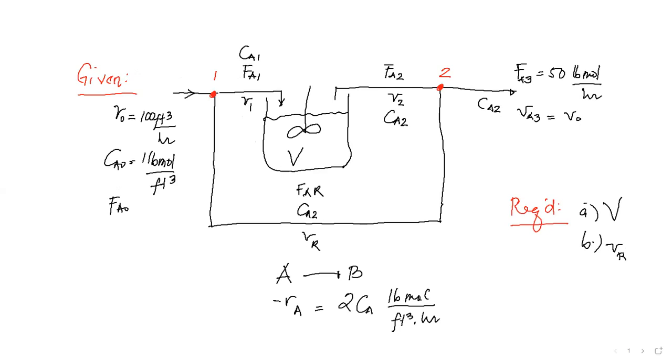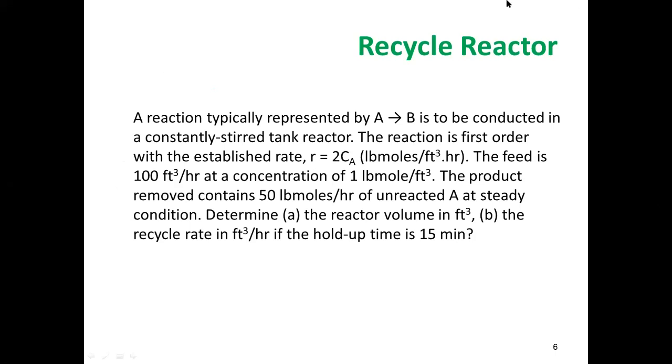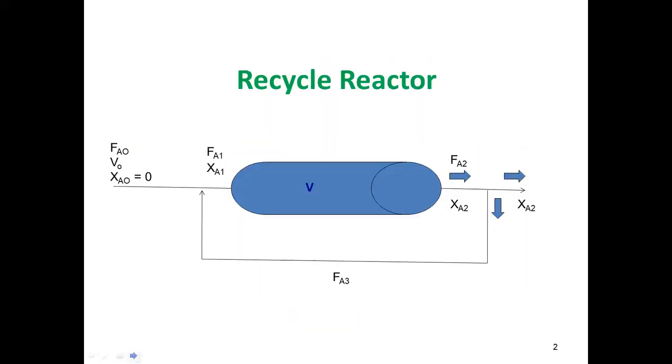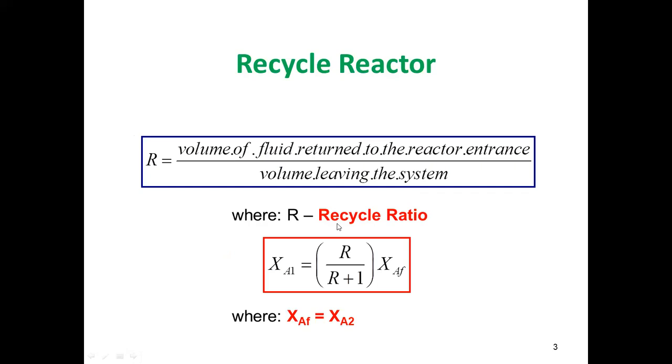So if we go back to our slide, what is being asked here is recycle rate in cubic feet per hour. So it's referring to the V sub R, not the recycle ratio. Okay, what is the recycle ratio? Let me clear my drawings. The recycle ratio, if we go back to the main part here, the recycle ratio is this one. The volume of fluid returned to the reactor entrance divided by the volume leaving the system. So let's say, for example, we will use this formula in determining the recycle ratio for the problem that we just solved.